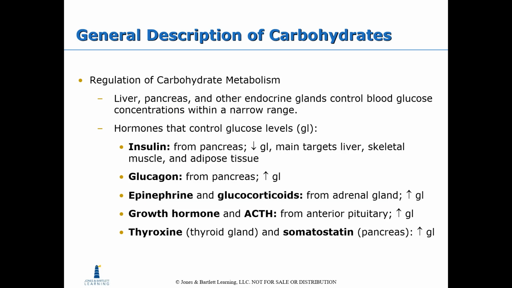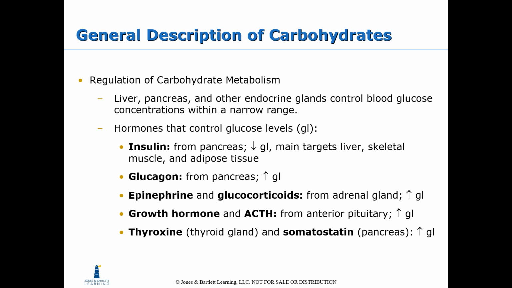So the regulation of carbohydrate metabolism: the liver, pancreas, and other endocrine glands control blood glucose concentrations within a narrow range. There are several hormones that control glucose levels, and this is just a brief summary. I am going to go into a lot more detail on each one of these hormones as we go through the rest of the slides for this section. So insulin is produced in the pancreas. It's going to decrease blood glucose levels. The main targets of insulin are going to be the liver, skeletal muscle, and adipose tissue. Glucagon is also produced in the pancreas, and it increases blood glucose levels.